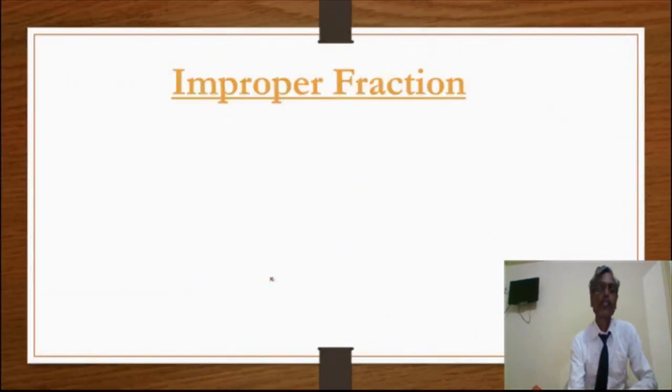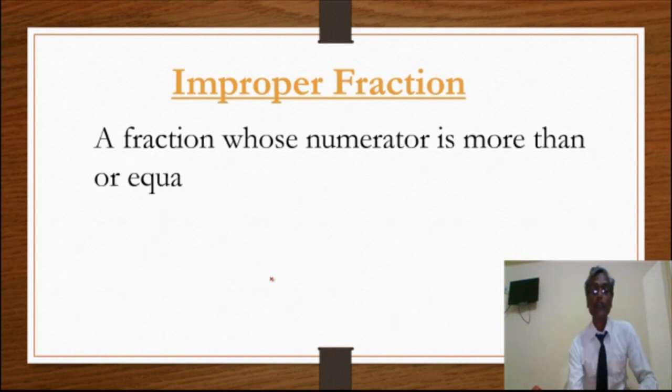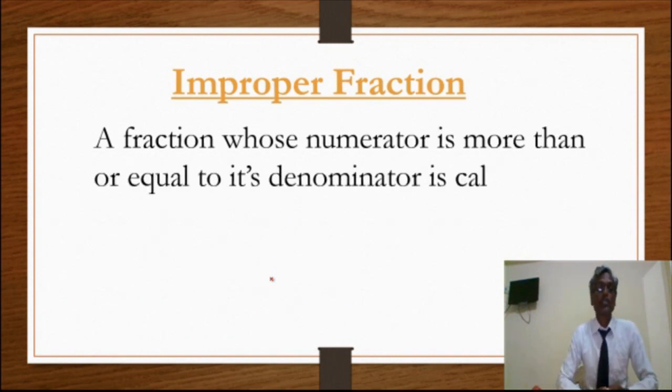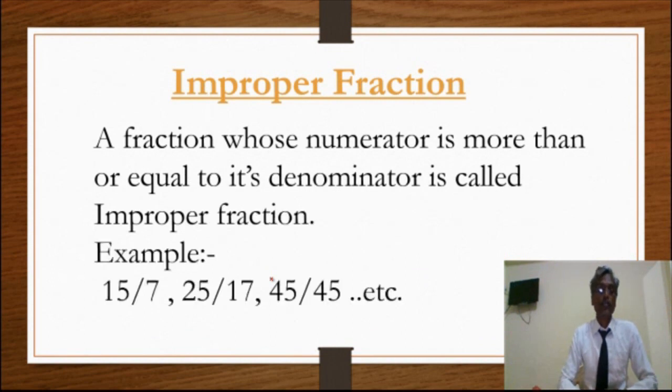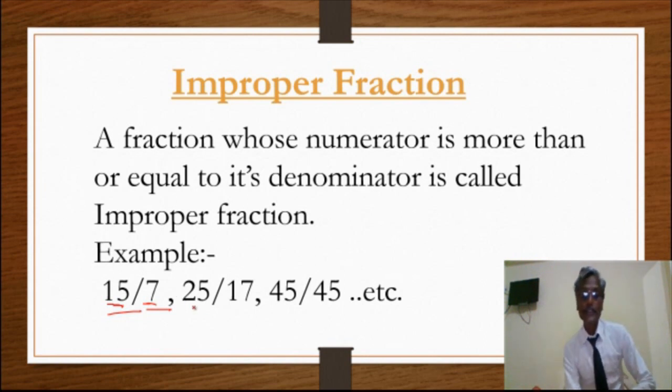Improper fraction. A fraction whose numerator is more than or equal to its denominator is called an improper fraction. For example, in the first, 15 upon 7, its numerator is 15 and denominator is 7. Since the numerator 15 is more than the denominator 7, this fraction is called an improper fraction.